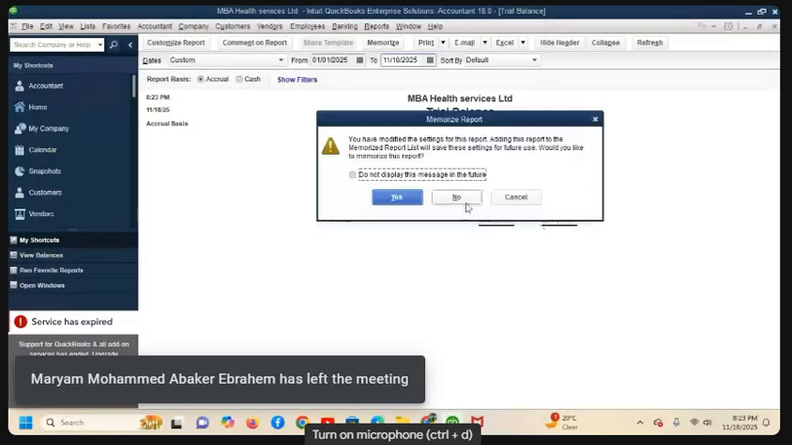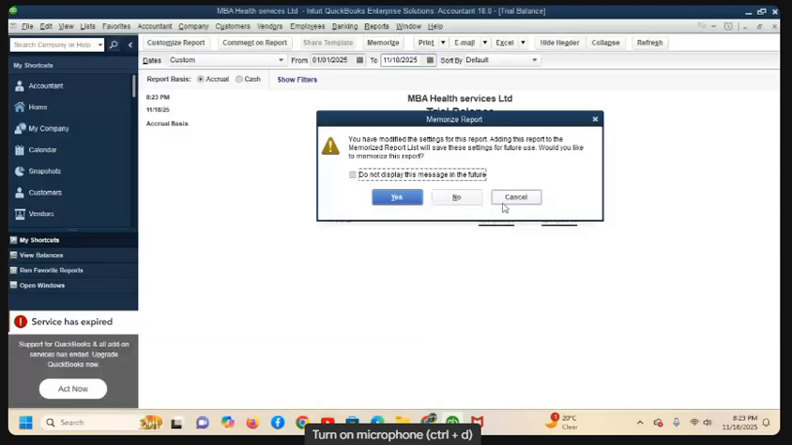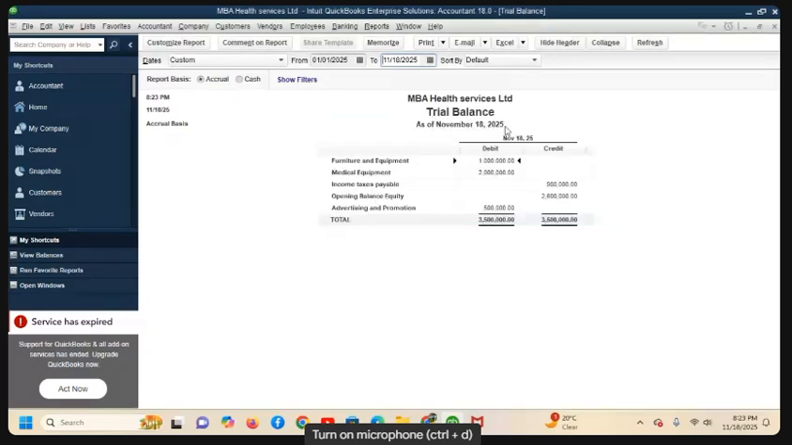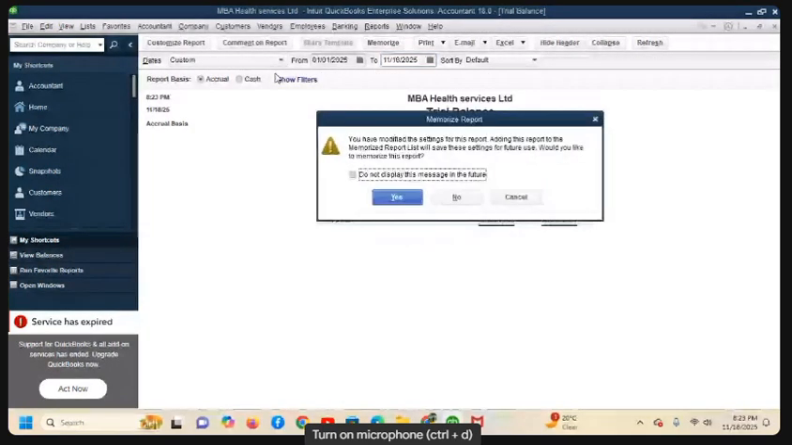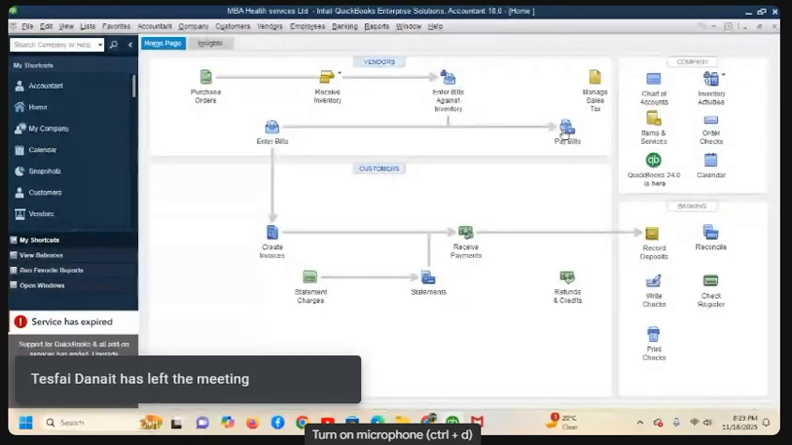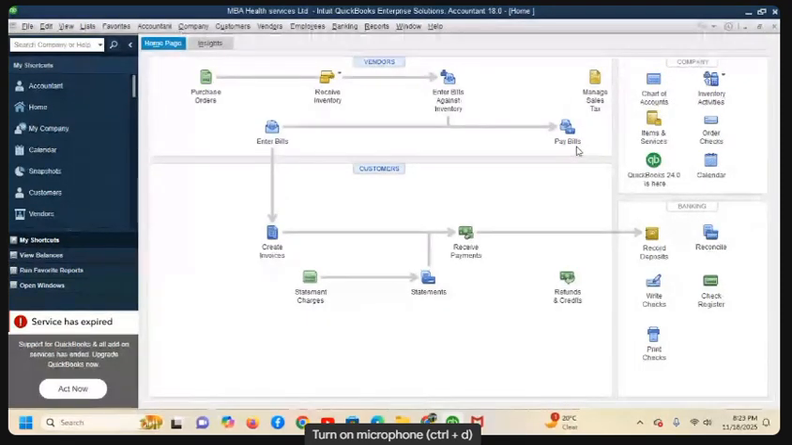Then the company name, you can see this is what we did. We named it MBA Health Services, trial balance as of this date. Then we can also go and enter, for example, if we buy, because we said we need to look at buying things. We haven't created any cash or bank account.